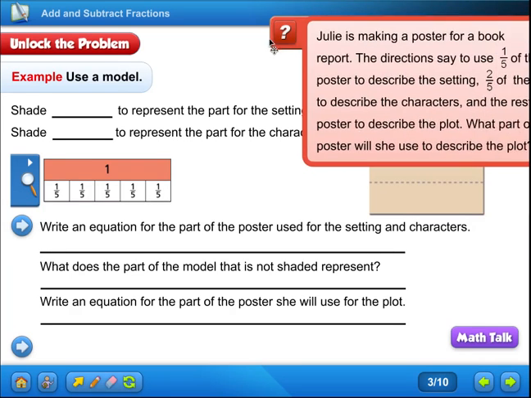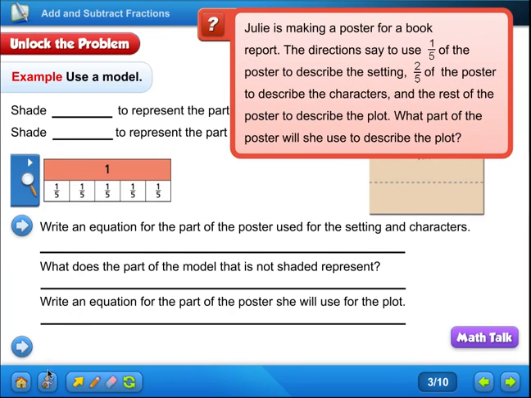Let me pull my question out. It says Julie is making a poster for a book report. The directions say to use 1/5 of the poster to describe the setting, 2/5 of the poster to describe the characters, and the rest of the poster to describe the plot. What part of the poster will she use to describe the plot?